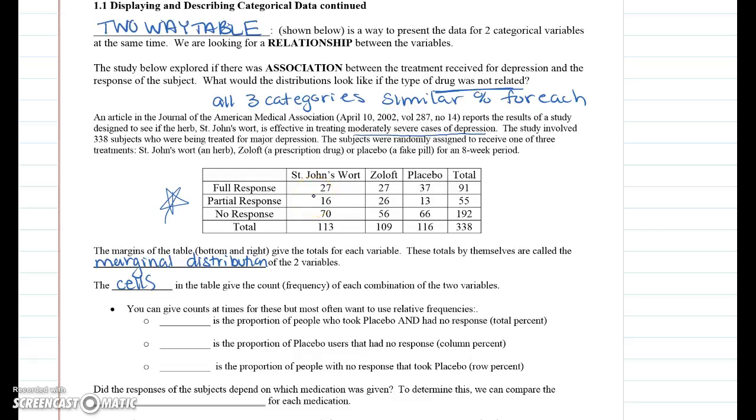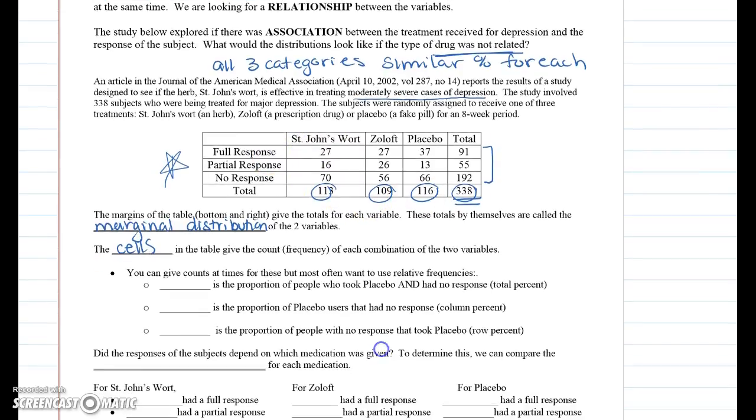So some things to know about the table. The marginal distributions is talking about the margins. If I just did 113 out of 338, 109 out of 338, and 116 out of 338, I get the percentages of the people who took each drug, and that would be considered a marginal distribution. You could also do these numbers out of the 338, and that would also be a marginal distribution just of the responses. Each cell is giving you the count of the combined treatment and response, but if you're doing marginal, it's just talking about one of the variables.